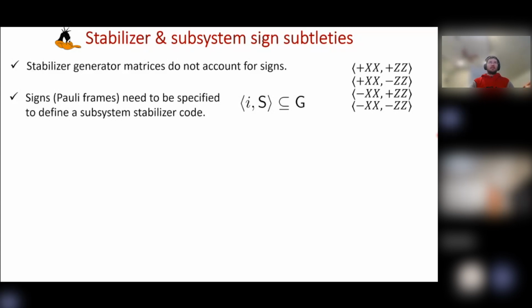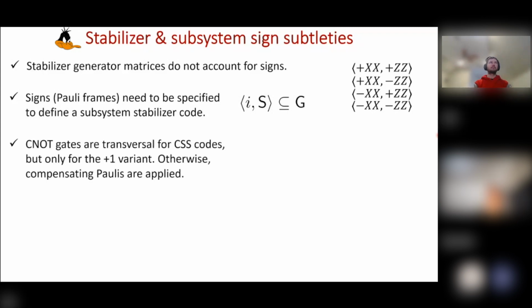And then in Floquet formalism, when you code switch from one to the other, these signs get randomly assigned. So you have to keep track of them. This is something we learned a bit the hard way.